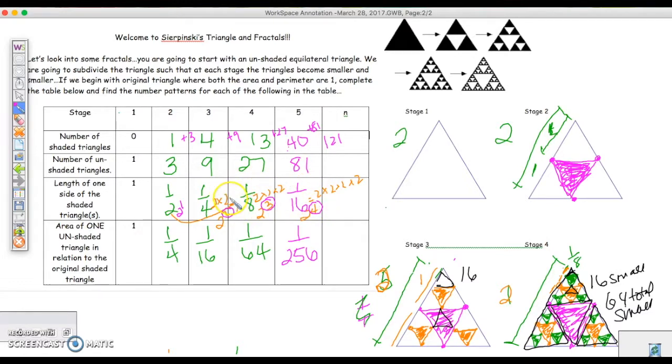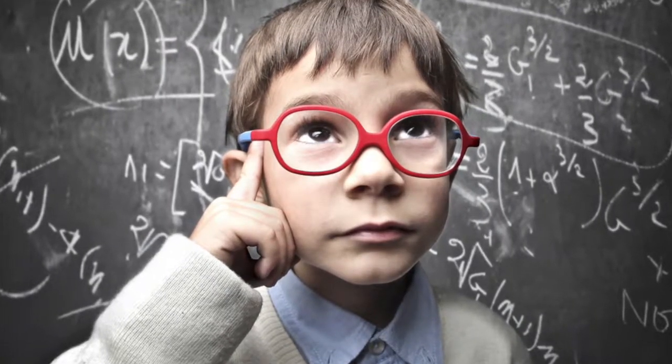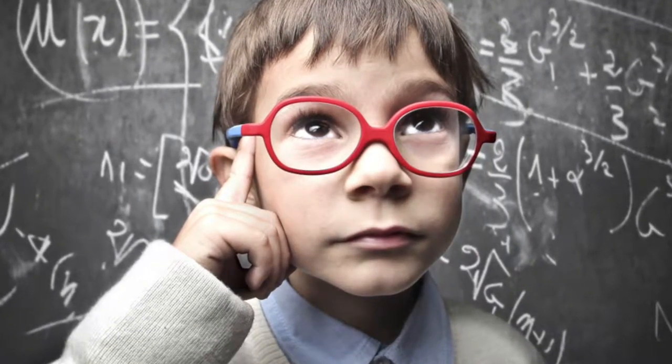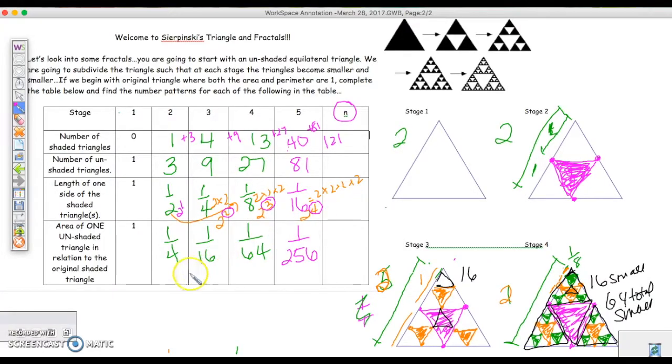So if this is 2 squared, they're in stage 3. If it's 2 cubed, they're in stage 4. So let them figure out that it's actually 1 less, and see if any of them can actually come up with the nth term for that. You might be surprised. And then the same thing here. This is 4 times 4 and 16 times 4. So you're multiplying by 4 every time.